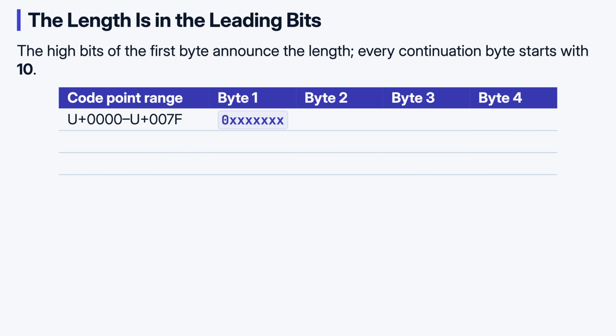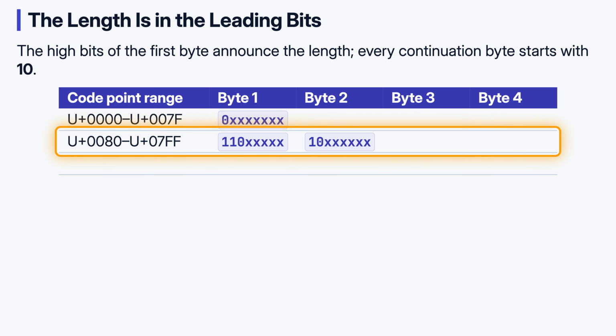The trick of UTF-8 is that the first byte announces its own length. A first byte starting with a 0 is a lone ASCII byte. A first byte starting with 110 begins a 2-byte character.